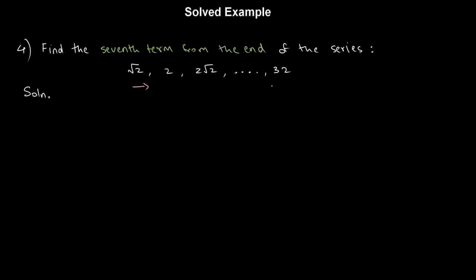Now if I start from the back, from 32 moving all the way till root 2, in the trajectory from the beginning towards the end I was multiplying every term by root 2 to get the next. And if I go from the end towards the beginning, I would have to divide every term by root 2 to get to the next term, right? Understand, whenever you reverse a geometric progression like that, you have to consider the reciprocal of the normal common ratio, right?